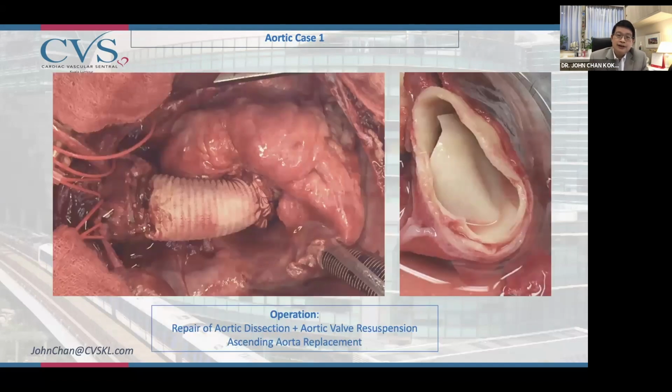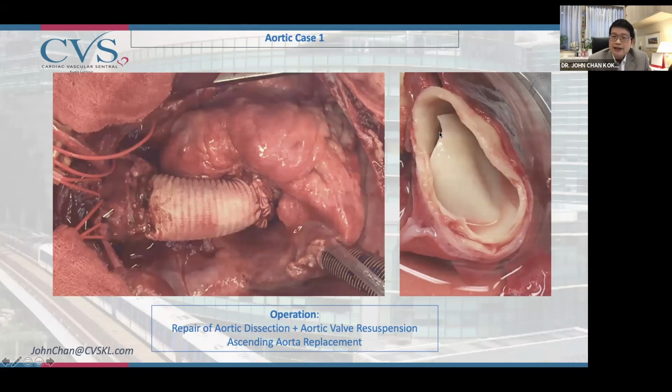So this is an example of a patient at surgery. You can see this picture here is the aorta, which has been resected. You can see this is the aortic wall. You can see this flap of tissue, which shouldn't be there. This flap of tissue should be attached to the aortic wall. In this case, you can see it has detached.